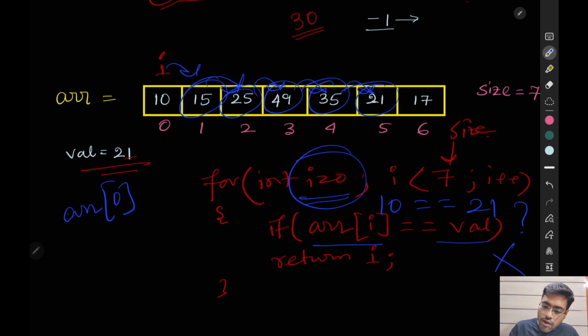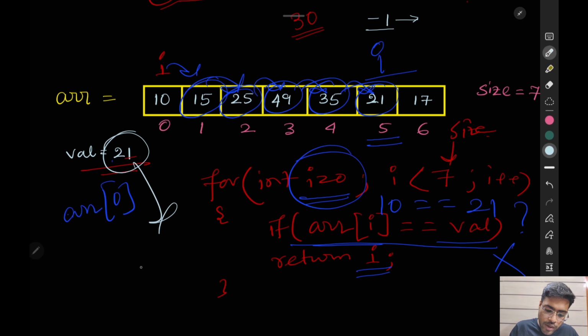That means now i is standing here at index number 5. At that time this condition will be satisfied and it will return the value of i. That means it will return 5. So for 21 it will return 5. Okay.